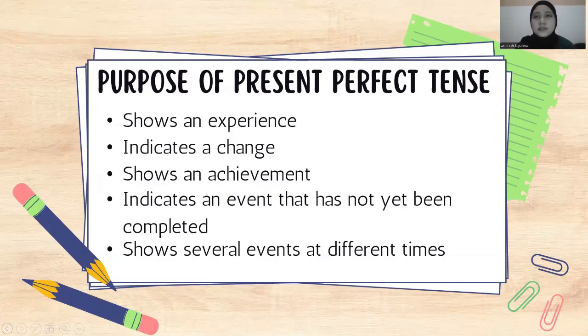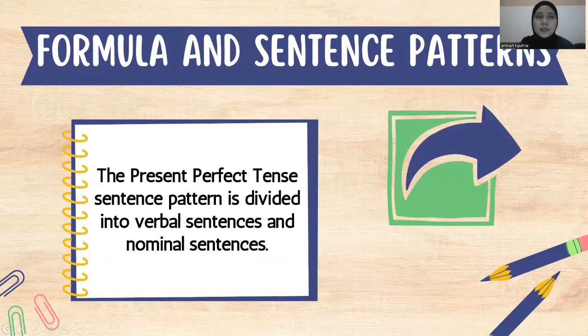Purpose of present perfect tense. First, to show an experience, indicate a change, show an achievement, indicate an event that has not yet been completed, and show several events at different times.